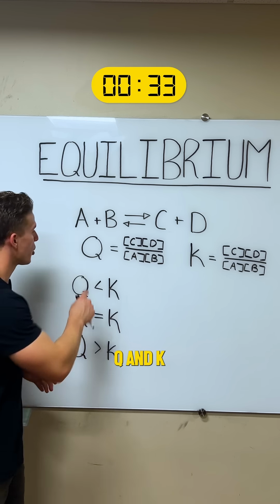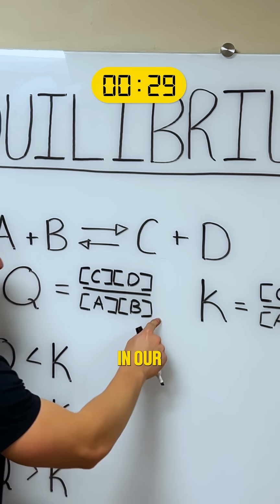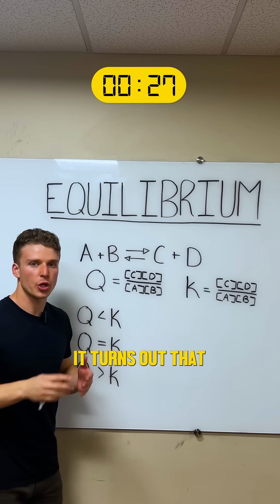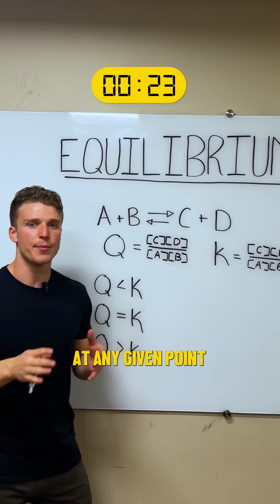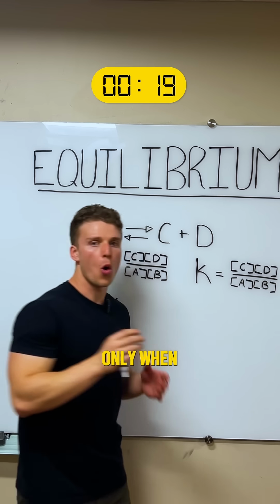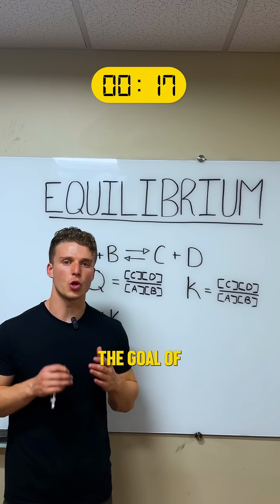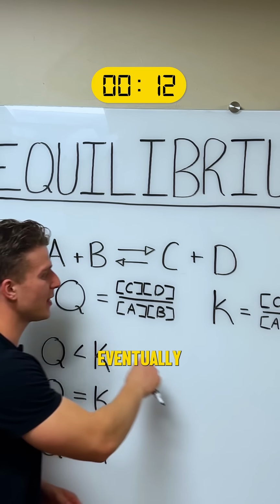As you can see, Q and K both represent a ratio of our products to our reactants in our equilibrium reaction. It turns out that Q is the ratio of our products to our reactants at any given point in the reaction, and K is the ratio of our products to our reactants only when the reaction reaches equilibrium. The goal of every equilibrium reaction is to proceed so that Q eventually equals K.